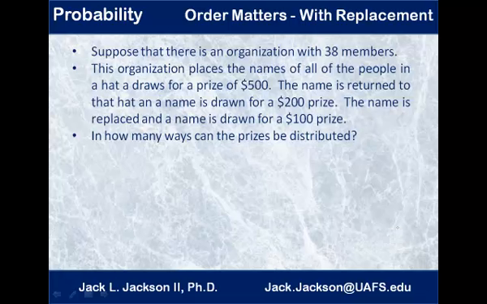So try to work this problem. Is this the same as something we've seen already, or is this something new? Suppose that there is an organization with 38 members. The organization places the names of all the people in a hat and draws for a prize of $500. The name is returned to the hat, and the name is drawn for a $200 prize. That name is again returned, replaced there, and you mix them up and draw the third prize of $100. In how many ways can the prizes be distributed? Please figure this out. Press pause now.